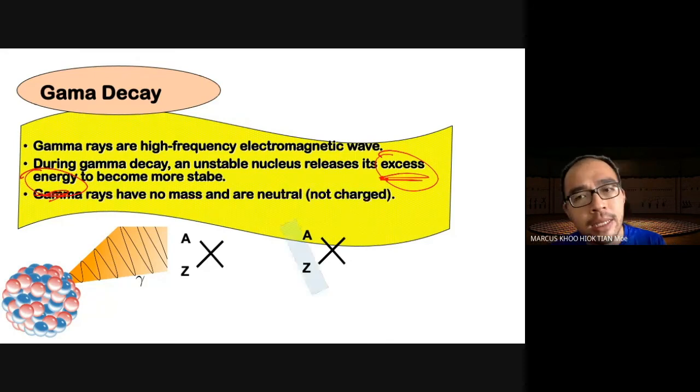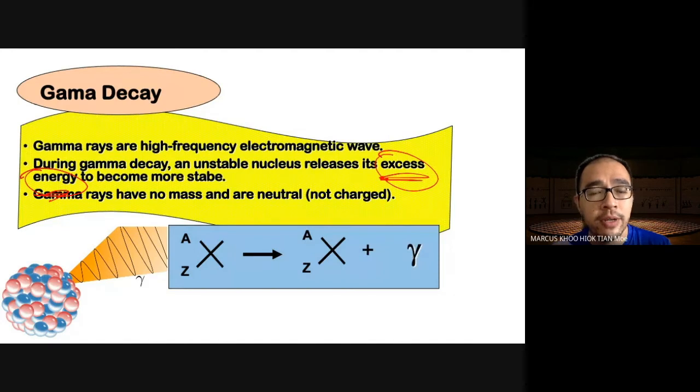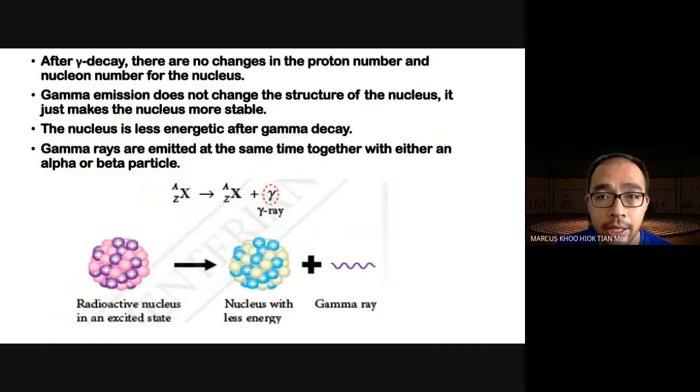Okay, so gamma rays have no mass and are neutral. So they're not charged. So whenever it is being released, nothing changes in the atom, except that dia punya energy sudah berkurangan lah. It has released gamma ray as an energy.